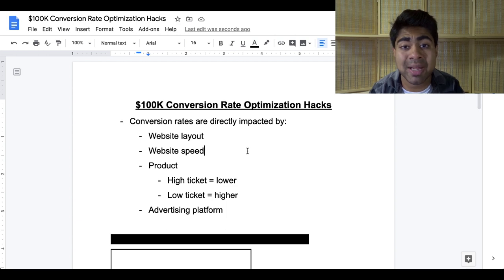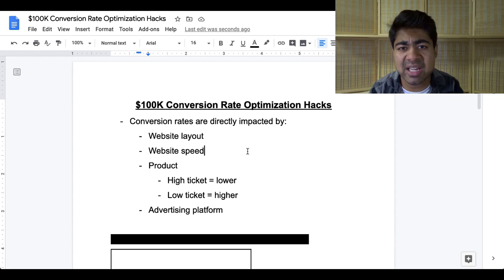The number one thing on my list, which I personally believe impacts the conversion rate the most, is the overall website layout. What I mean by this is, how is your website laid out? What kind of theme are you using? Where have you placed each specific menu button? What does the footer menu contain, etc.? All of these things, and basically how your website looks in general, really impacts the conversion rate the most.